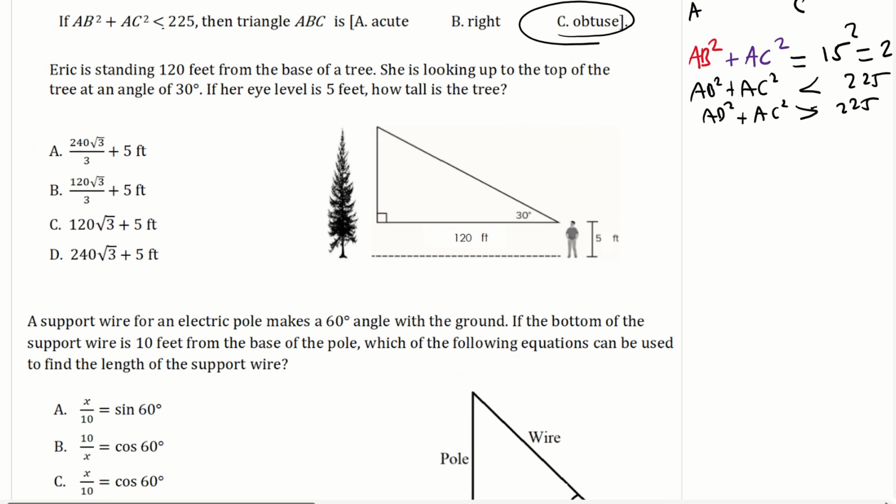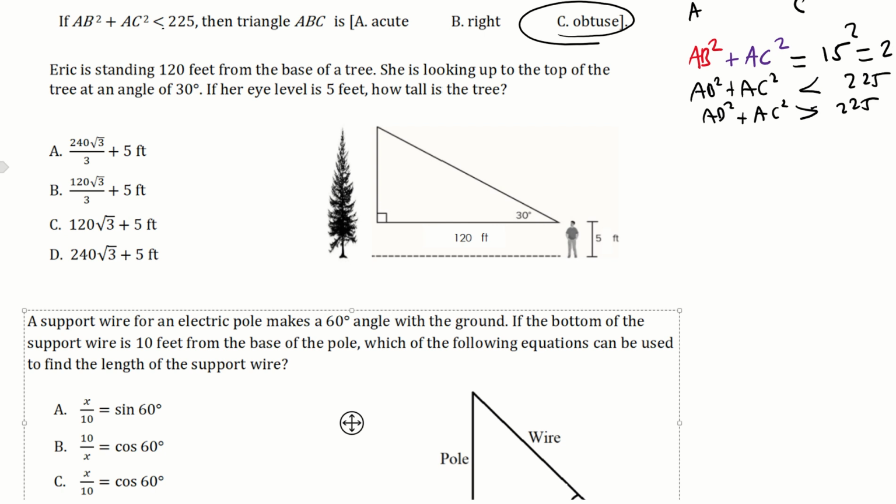All right, so Eric is standing 120 feet from the base of a tree. She is looking up to the top at an angle of 30 degrees. If her eye level is 5 feet, how tall is the tree? Okay. All right, so we got 5 feet tall, and we got 120 feet there. From there to there is 120 feet, and then we got a 30-degree angle.